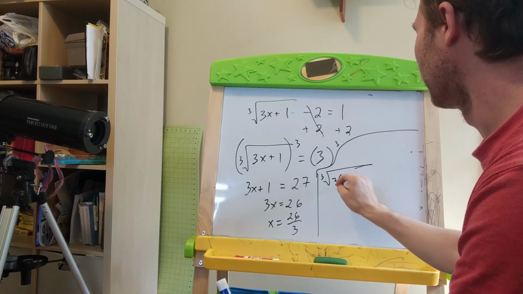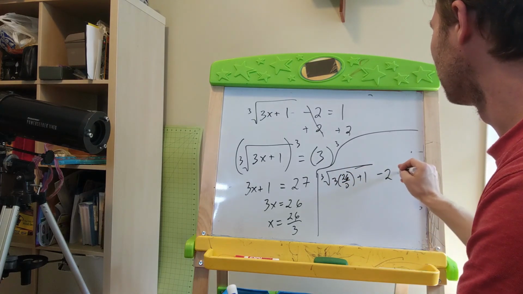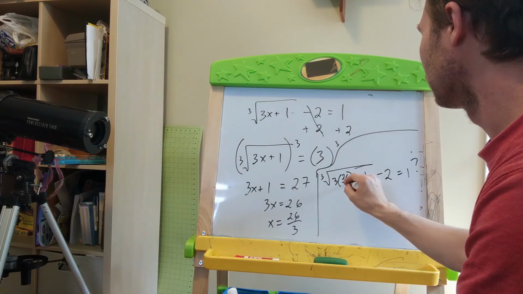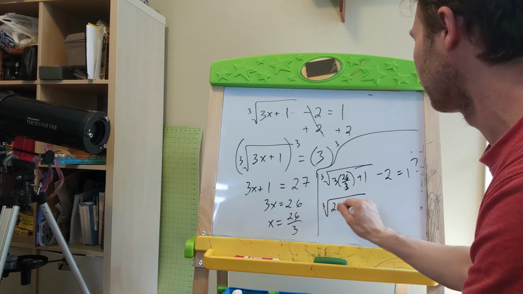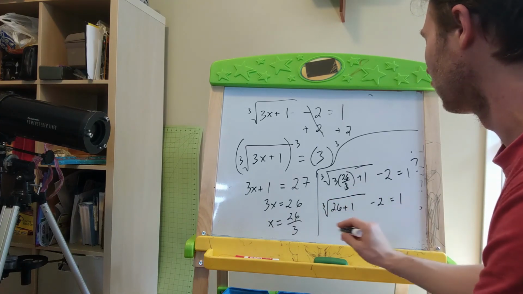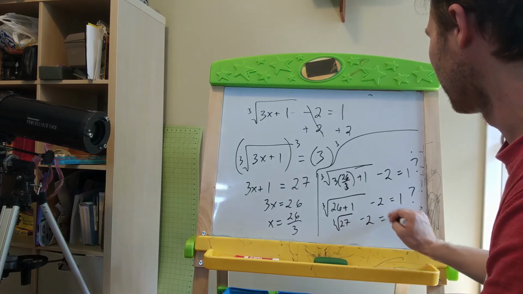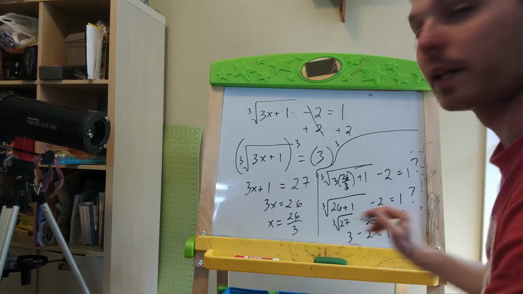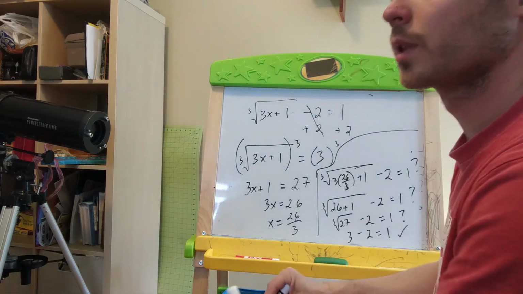The cubed root of 3 times 26 over 3 plus 1, minus 2, is that equal to 1? Alright, so 3 times 26 over 3 is 26, so the cubed root of 26 plus 1 minus 2 equal to 1. Cubed root of 27 minus 2, is that equal to 1? So this will be 3 minus 2, yeah, that's equal to 1. So there we go, that one works out fine.